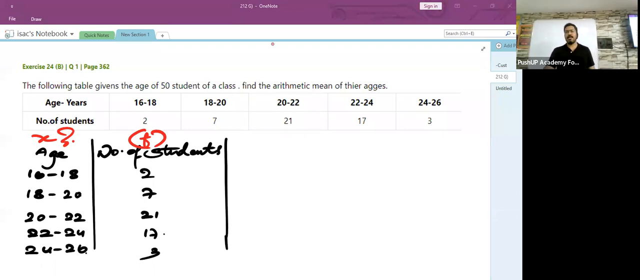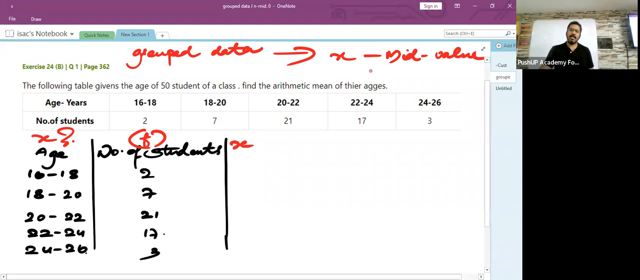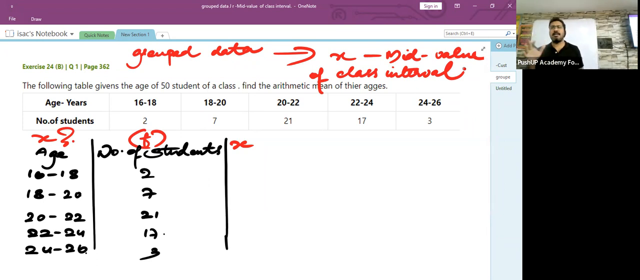So children, how to get the value of variable x? You should understand, in grouped data, you can just note it down as a point: variable x means the mid value of every class interval. Kindly make a note of this. In grouped data, x means the mid value of every class interval. Now we all know how to find the mid values.